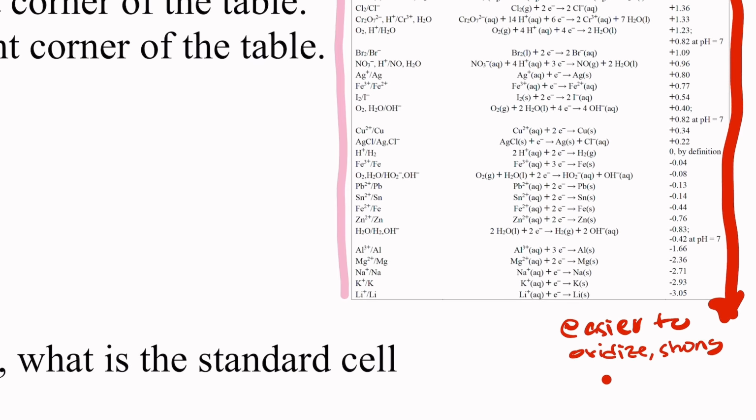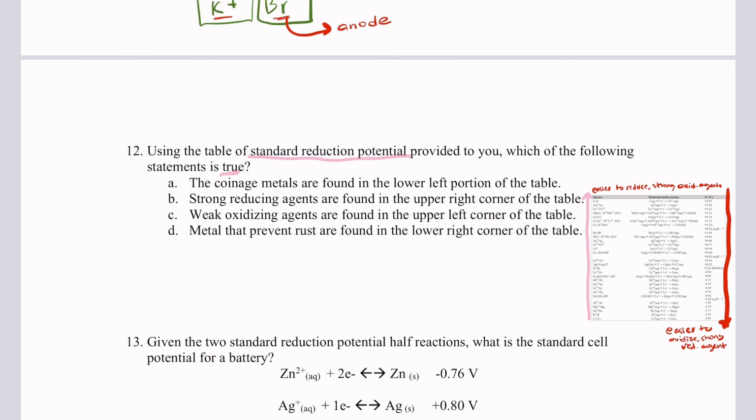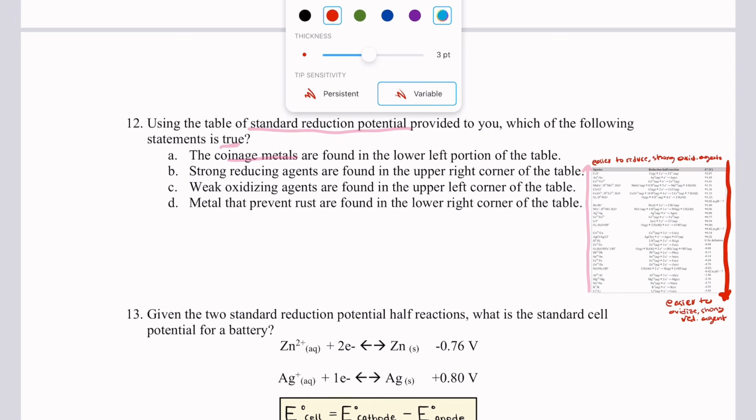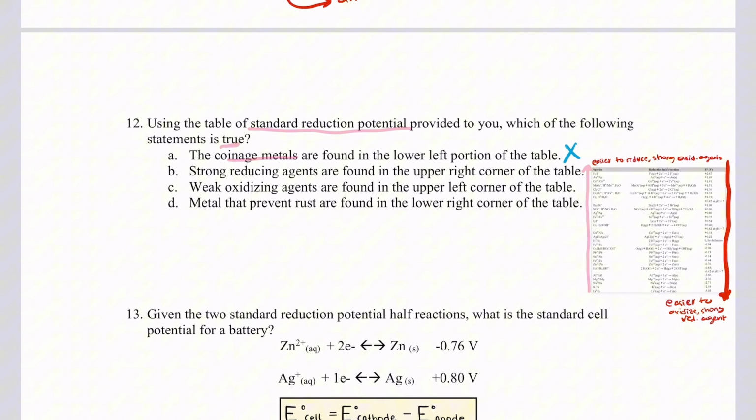The first statement says that coinage metals are found in the lower left portion of the table. This is not correct. The coinage metals, such as copper, silver, and gold, have very positive reduction potentials, so they appear towards the upper right. The second statement says that strong reducing agents are found in the upper right corner of the table. This is also incorrect. Strong reducing agents sit low on the table where their reduction potentials are very negative, which makes them easy to oxidize.